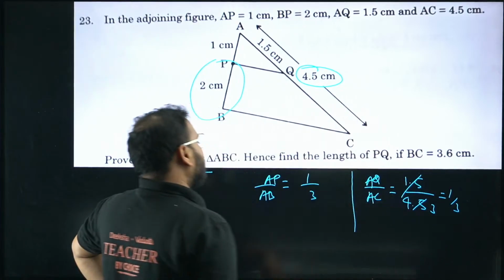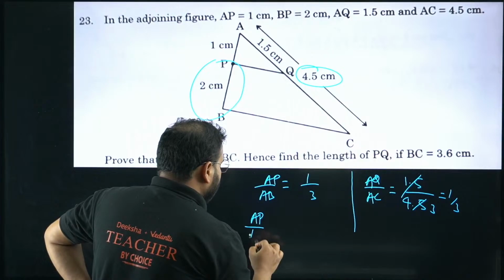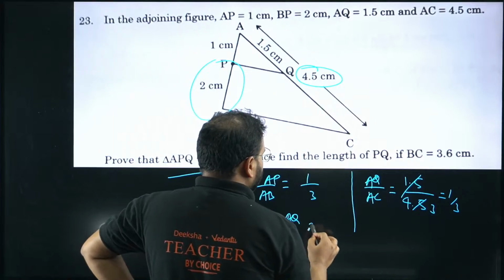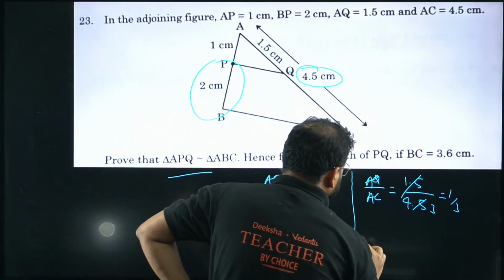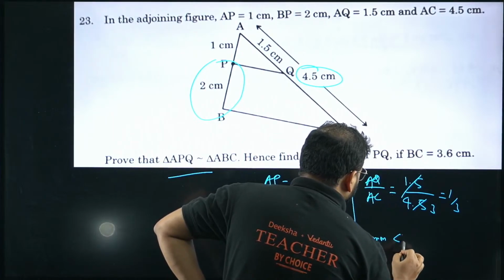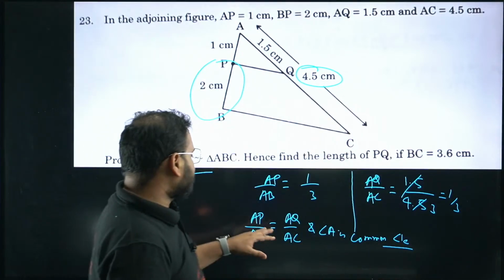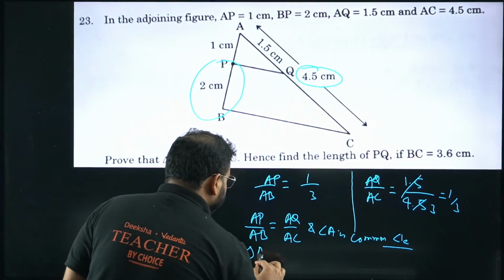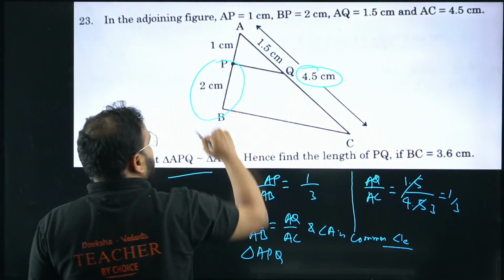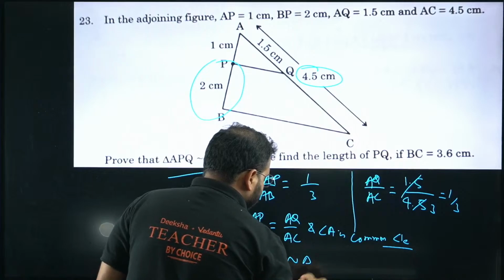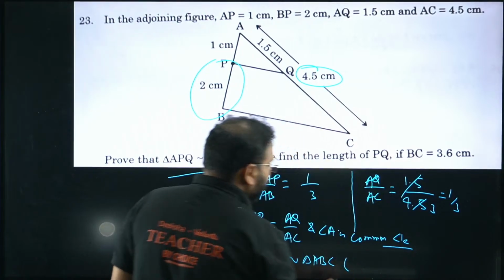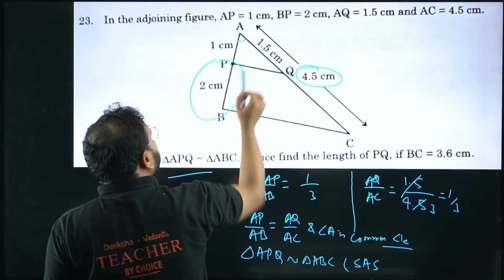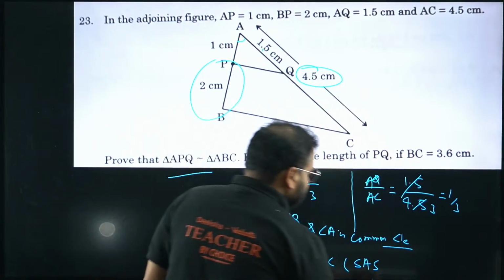So as you can see clearly that AP by AB is equal to AQ by AC. And also angle A is a common angle. The ratio is equal and angle A is common angle. It means the triangles that are given to you, triangle APQ and ABC are similar. By what property? SAS similarity. SAS, side angle side similarity.